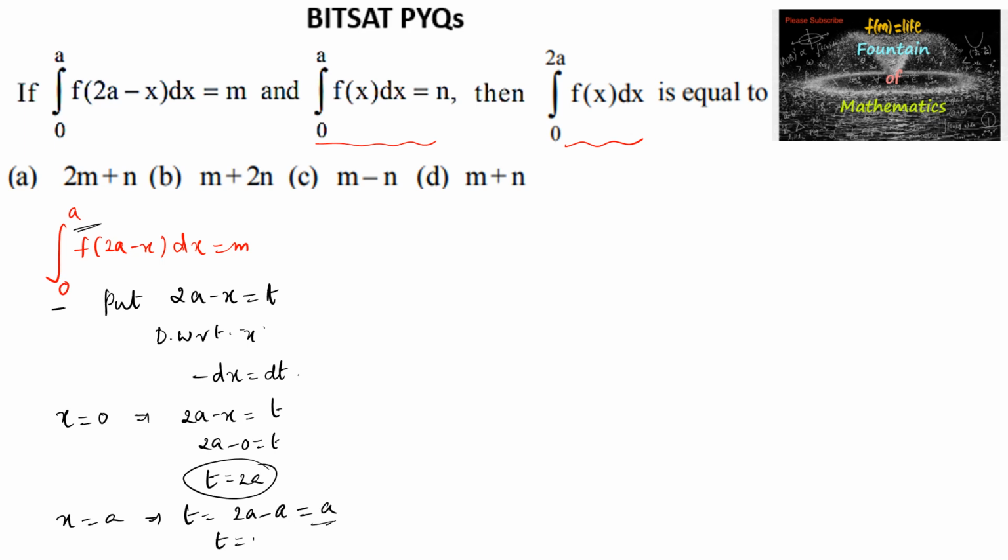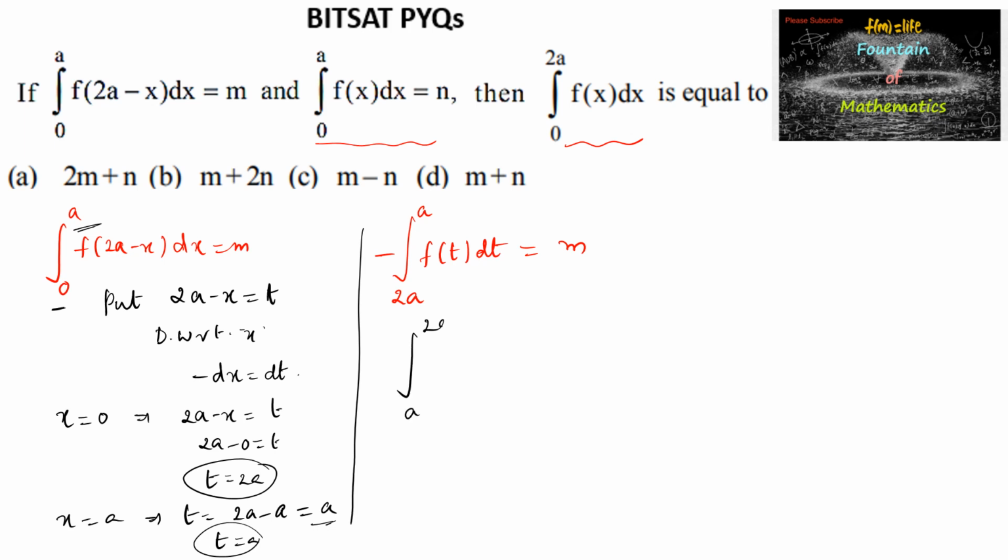So we got t is equal to a. So we can write the limits as integral: when x is 0, we get 2a, and when x is equal to a, it is a. f of t, and dx is equal to negative dt, which is equal to m. So here, minus negative 2a to a, we can also write it as integral a to 2a, changing the sign, f of t dt is equal to m.